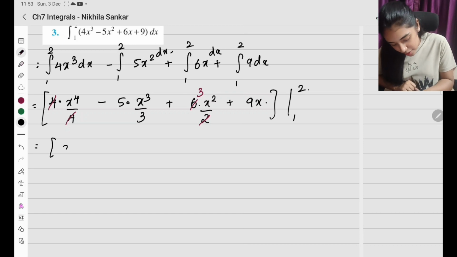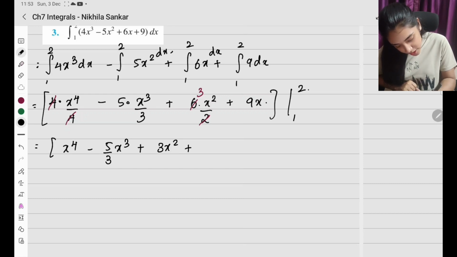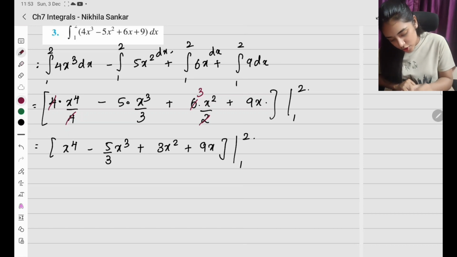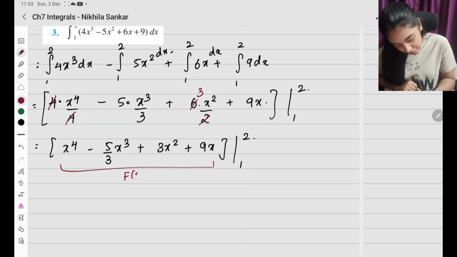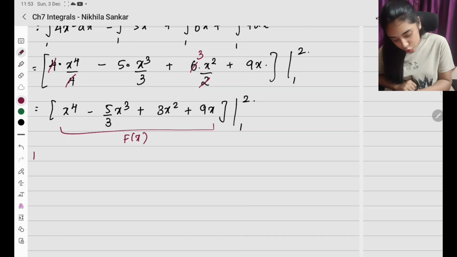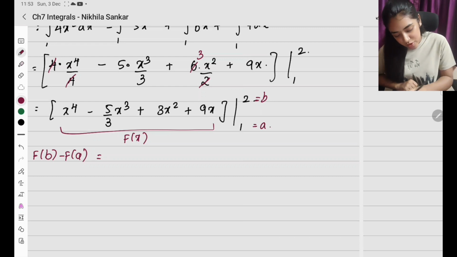So first I'll write what I have: x power 4 minus 5 by 3 x cube plus 3x square plus 9x from 1 to 2. So this is going to be my f of x. I need to do f of b minus f of a. This is going to be my b, this is going to be my a. So I'm going to substitute f of 2 minus f of 1. This is what I'm going to do.